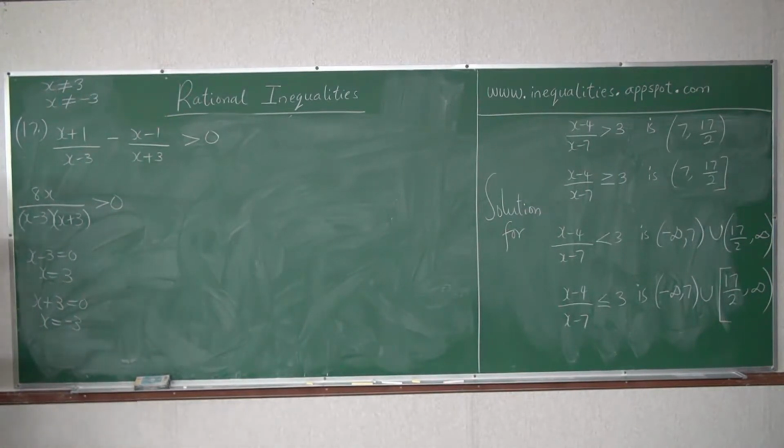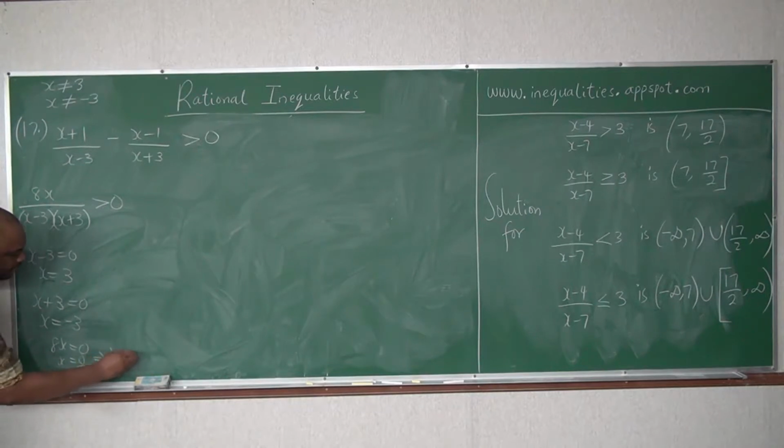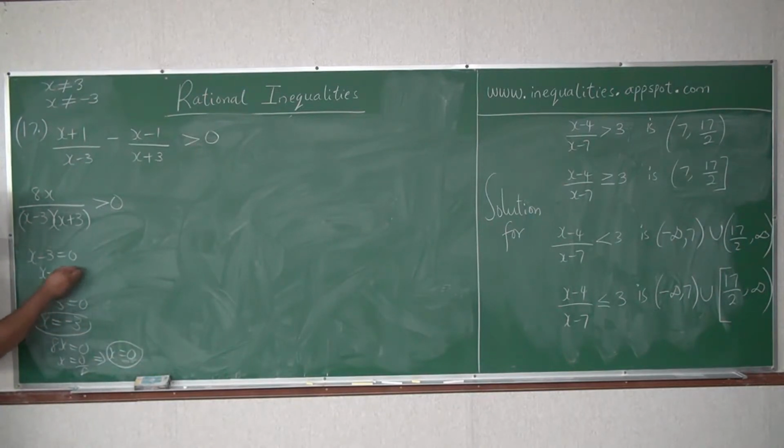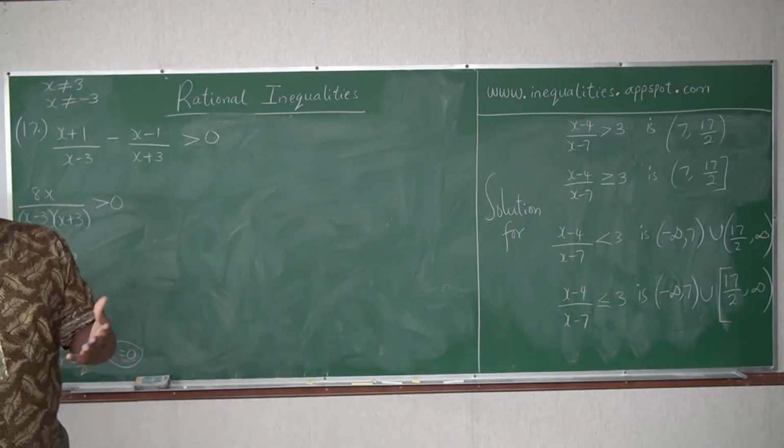Then, we still consider the numerator. Very important. 8x is equal to 0, so x will be 0 over 8. 0 divided by 8. So this implies that x is 0. So these are our test points. Our test points are 3, negative 3, and 0.